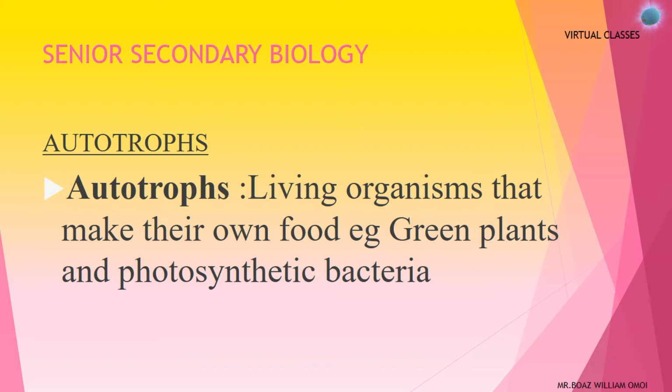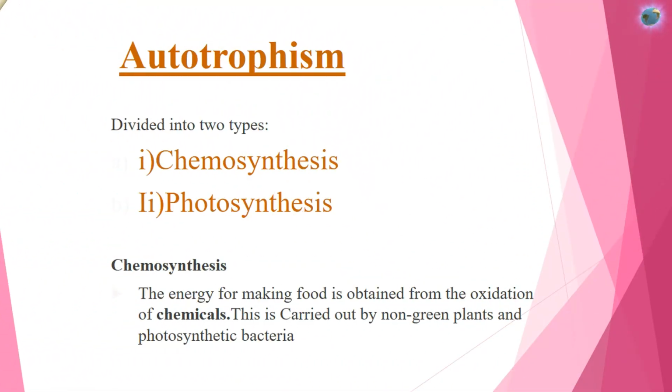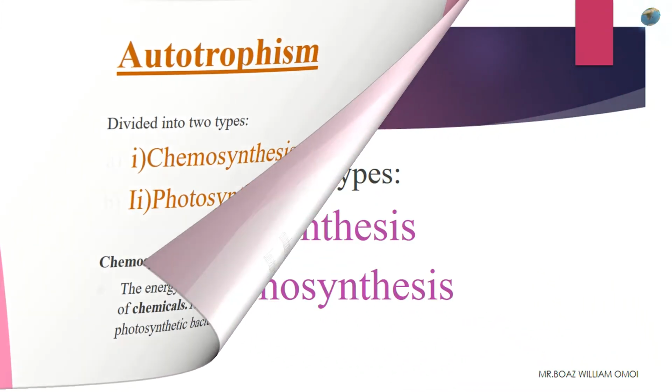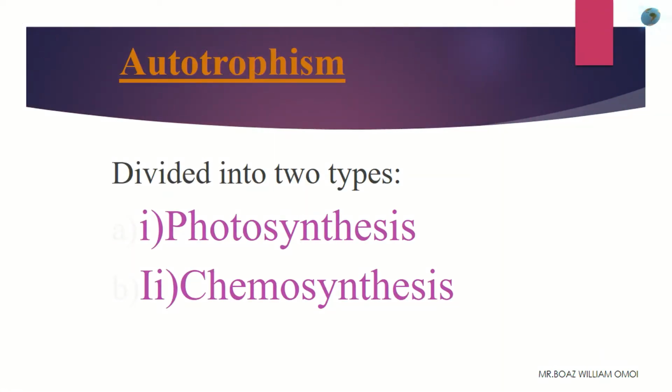And I'm going to say something under autotrophism. Now, autotrophism is divided into two types, depending on the source of energy that is used in the formation of the complex food substances. Autotrophism therefore is divided into photosynthesis and chemosynthesis. This division depends on the source of energy that is used in the formation of the food substances. Now, it is very simple.